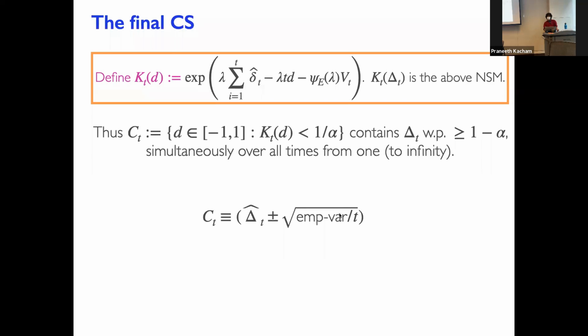No, it's actually empirical variance times log T. So basically, a confidence interval shrinks at a 1 over square root T rate. A confidence sequence shrinks at a square root log T over T rate. That's the price you pay for going from an interval to a confidence sequence.